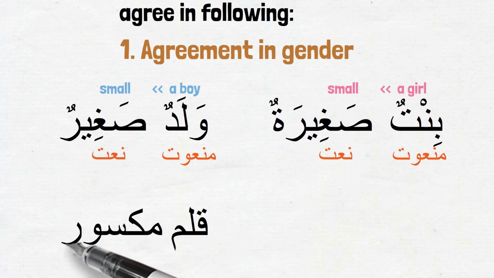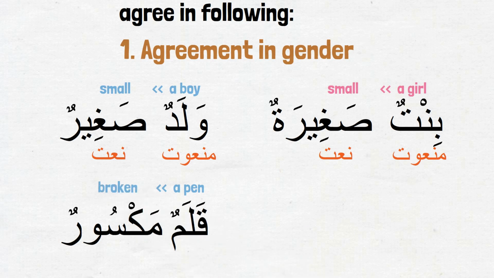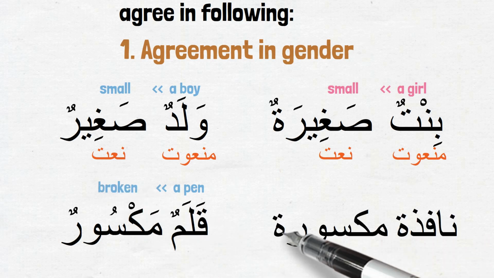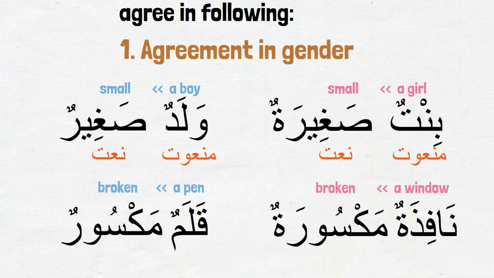Another example, qalamun maksurun, a broken pen. Nafidatun maksuratun, a broken window. Here, both maksurun and maksuratun are na'at. In the first example, it is coming as mudhakkar because the man'ut qalamun is mudhakkar. And in the second example, the man'ut nafidatun is mu'annath, therefore, its na'at is also mu'annath.